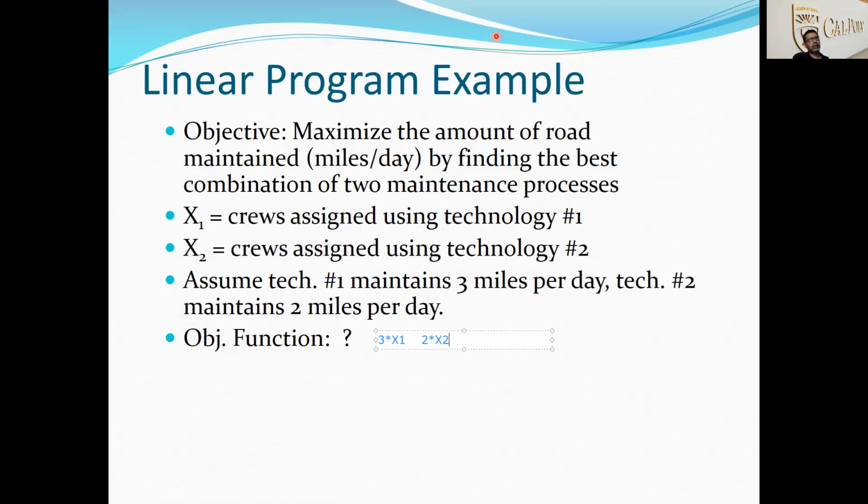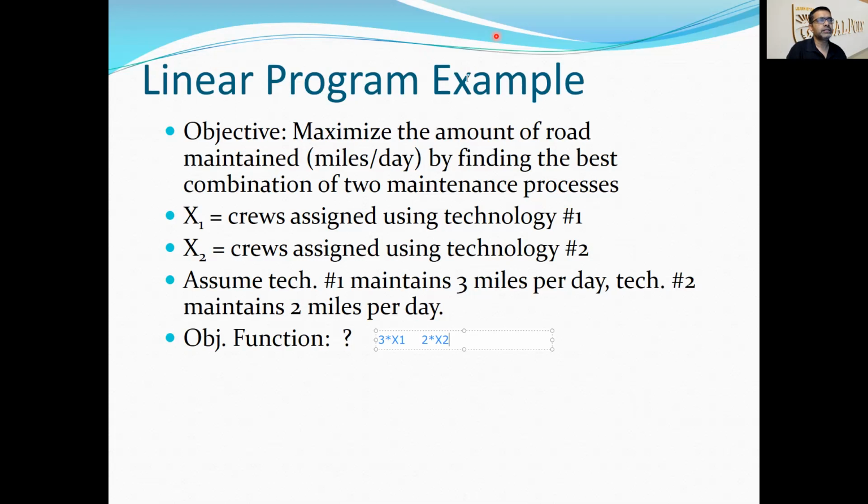You want to maximize the total amount of road that you're able to maintain. If you assign x1 crew to technology 1, you'll be able to maintain 3 times x1 road. If you assign x2 crew to technology 2, you'll be able to maintain 2 times x2, because technology 1 maintains 3 miles per day.